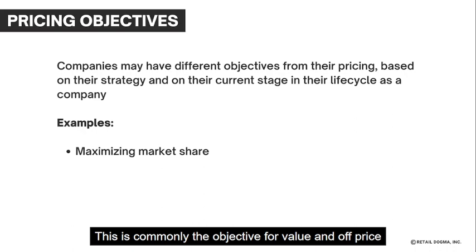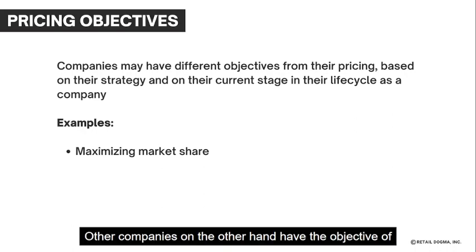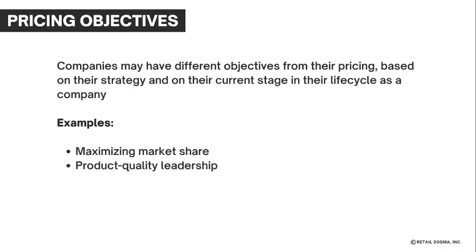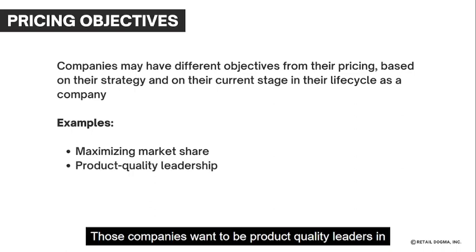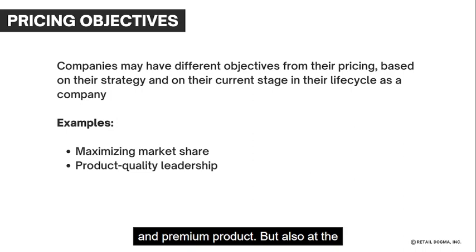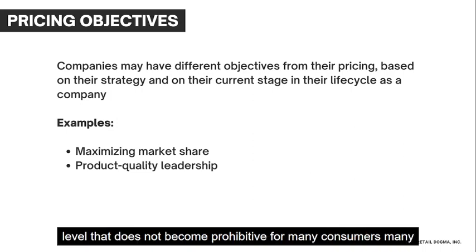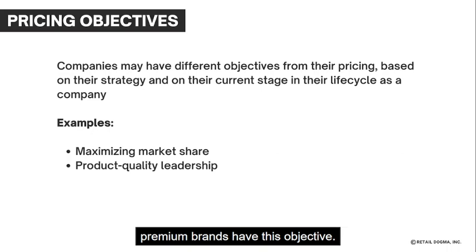This is commonly the objective for value and off-price retailers. Other companies, on the other hand, have the objective of product quality leadership. Those companies want to be product quality leaders in the market. They set their prices high to signify quality and premium product, but also at a level that does not become prohibitive for many consumers. Many premium brands have this objective.